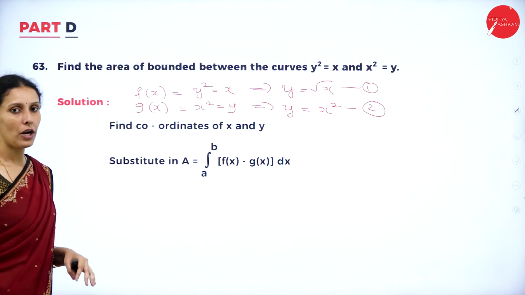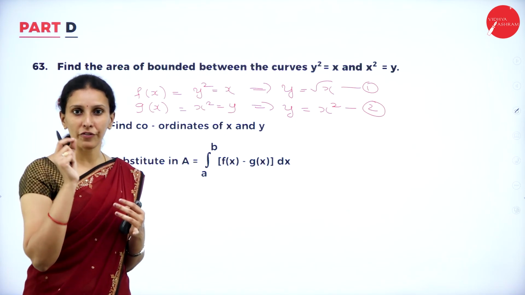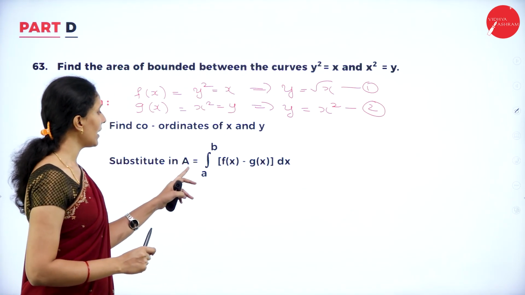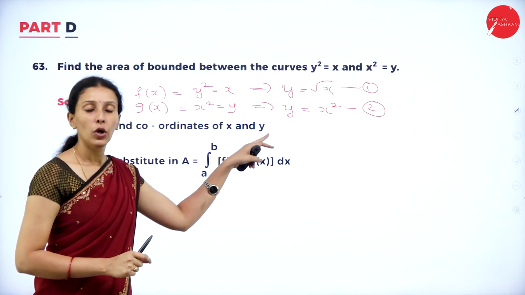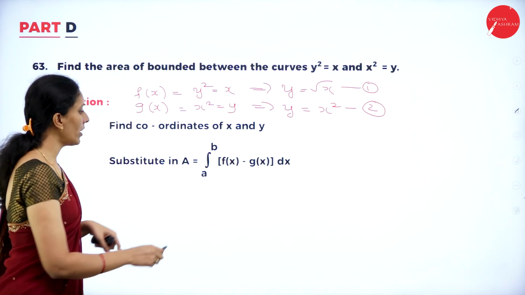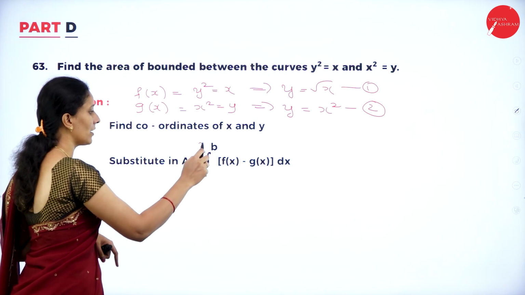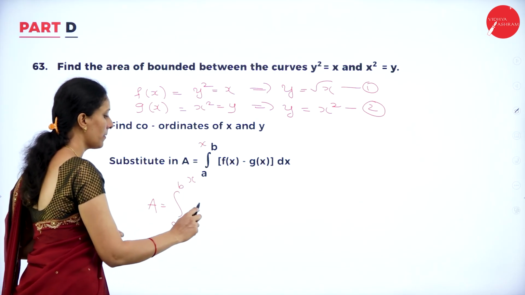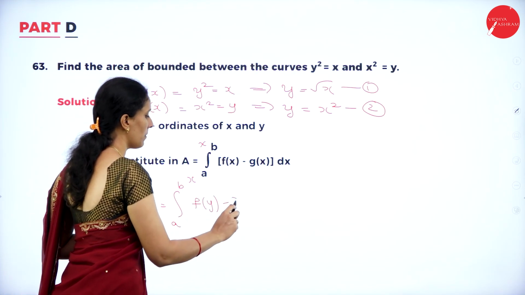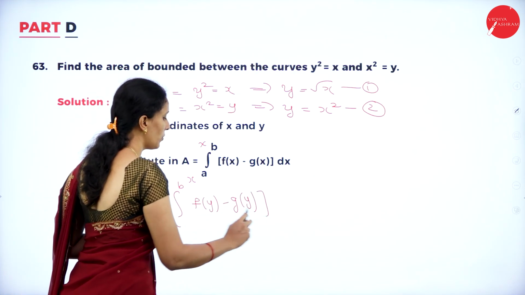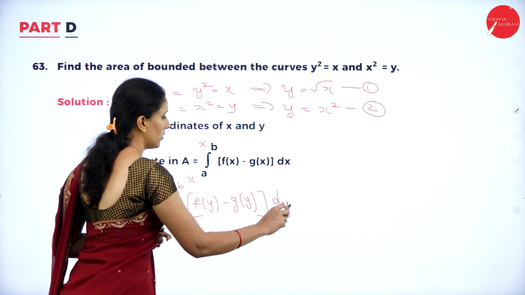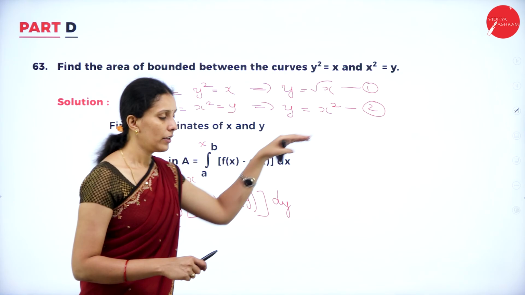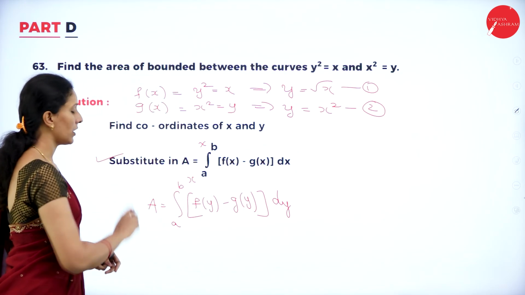Solving 1 and 2, you can find the coordinates of x as well as the coordinates of y. Since I have taken the area in the form of f of x minus g of x with respect to dx, the coordinates of x must be taken here. Or you can use area as integral from a to b of f of y minus g of y into dy. Here I have taken the function in the form of f of x, so I have to use this equation.